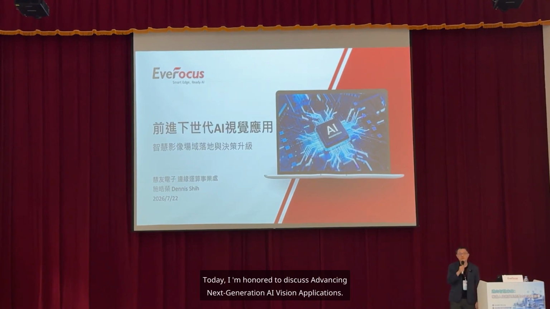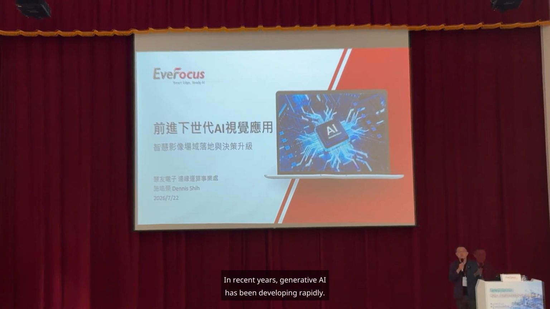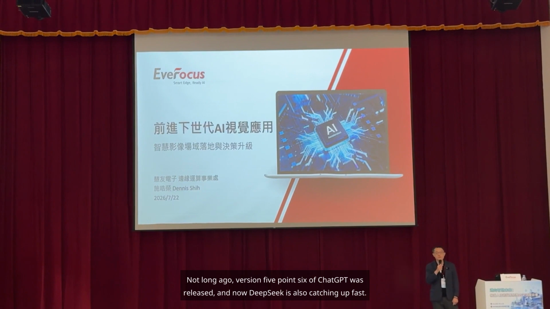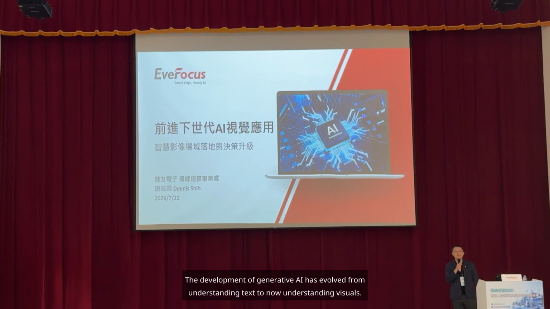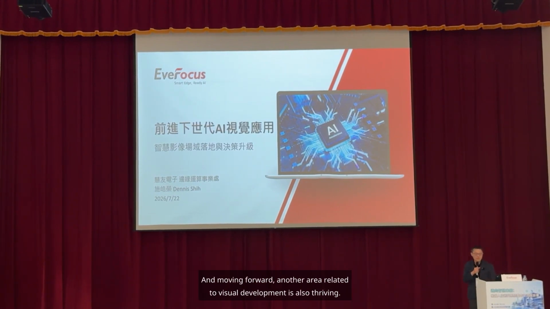Today, I'm honored to discuss advancing next-generation AI vision applications. In recent years, generative AI has been developing rapidly. Not long ago, version 5.6 of ChatGPT was released, and now DeepSeek is also catching up fast. The development of generative AI has evolved from understanding text to now understanding visuals. And moving forward, another area related to visual development is also thriving.